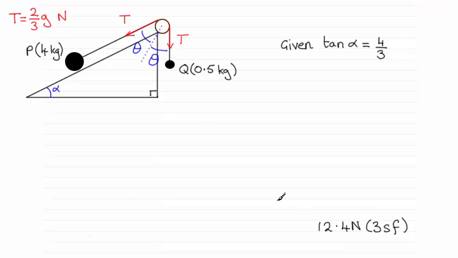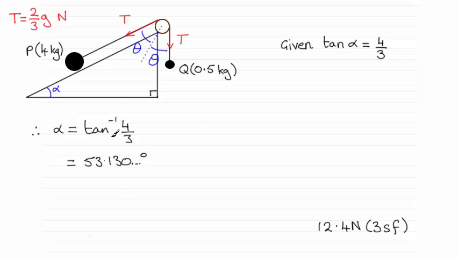Okay, so we need to find out what angle theta is. So I need to work out this third angle in the triangle. And I can get alpha straight away just by taking the inverse tan of 4/3. So we've got that alpha equals the inverse tan of 4/3. And if you do that, it turns out, if you're in degrees mode, to be 53.130 and so on degrees.